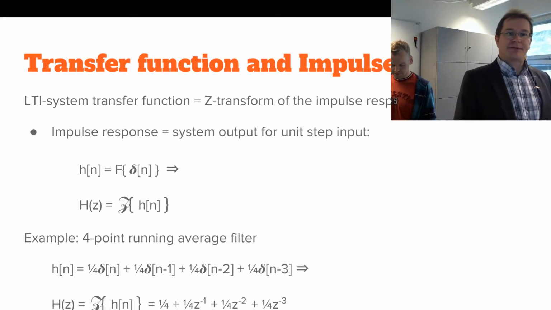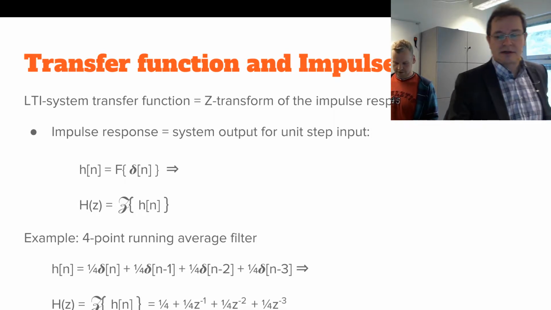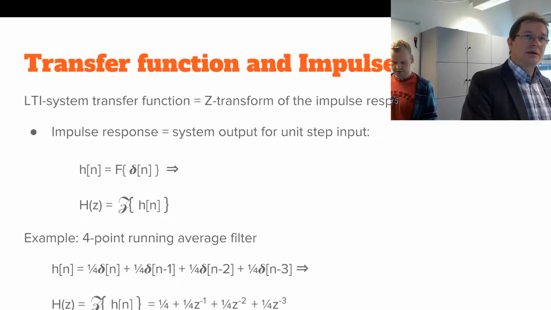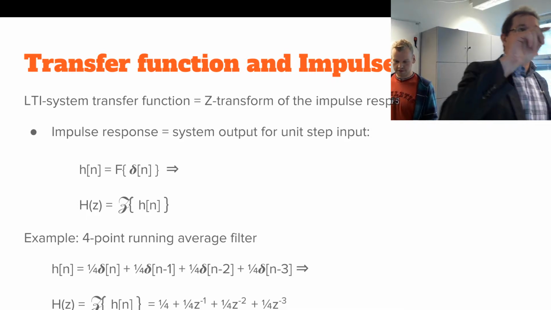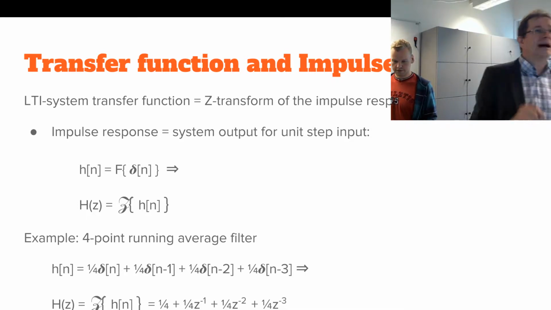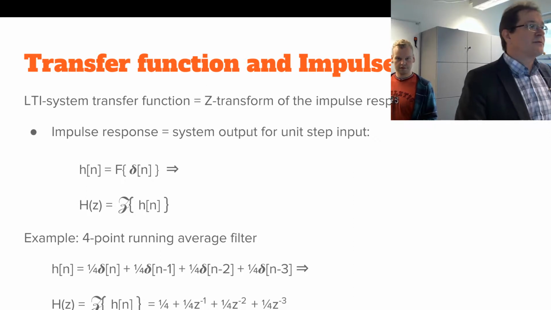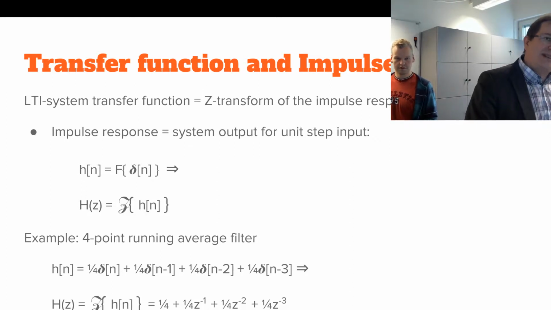Then about the transfer function and impulse response. This was already on the whiteboard last week. So if we have an LTI system with this sum of the inputs and outputs as the difference equation, then basically the transfer function H of z is simply the z transform of the impulse response.